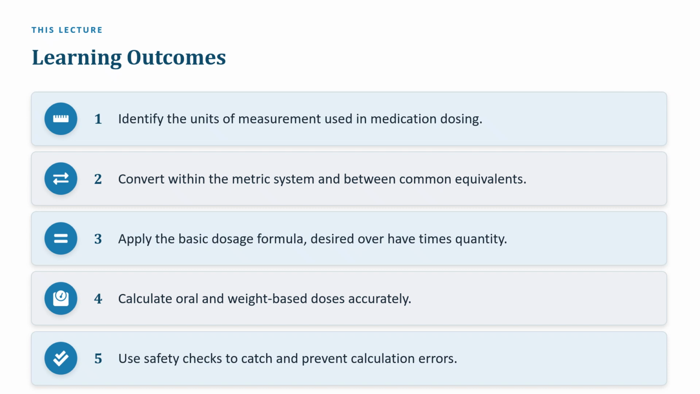Fifth, use safety checks to catch and prevent calculation errors because in medication math, the final step is always to ask whether your answer is reasonable and to verify before anything reaches a patient. Notice the progression. We move from understanding units to converting them to the formula to applying it and finally to checking your work. Don't worry if math has felt hard for you in the past. We'll go step by step, and by the end, you will have a dependable process you can trust. That process, more than speed, is what keeps patients safe.